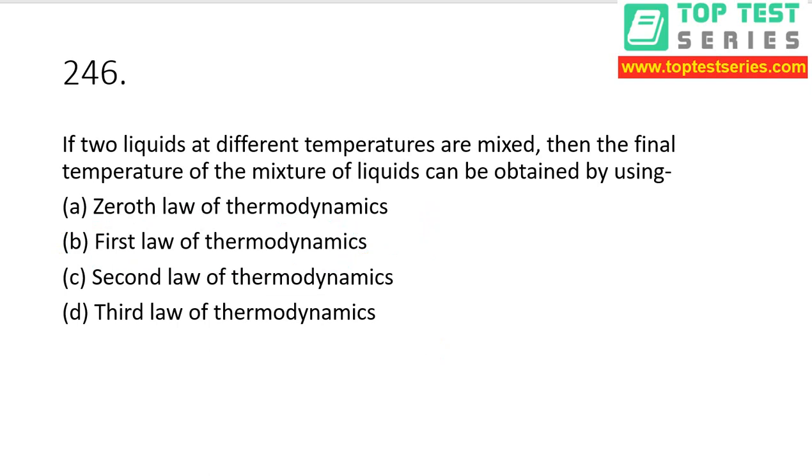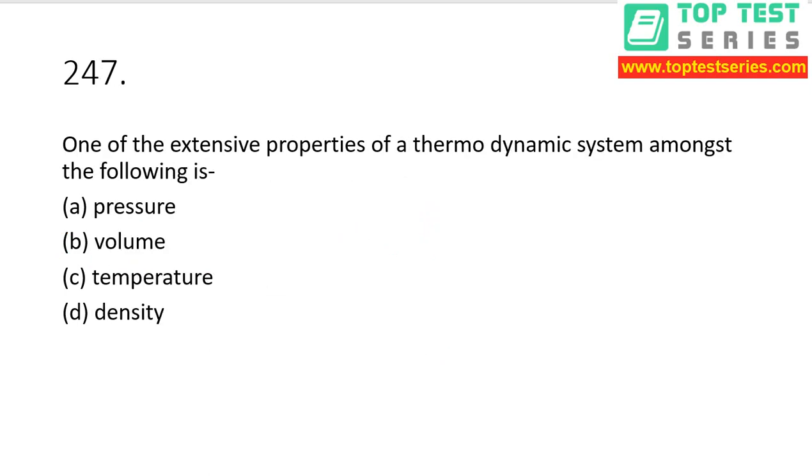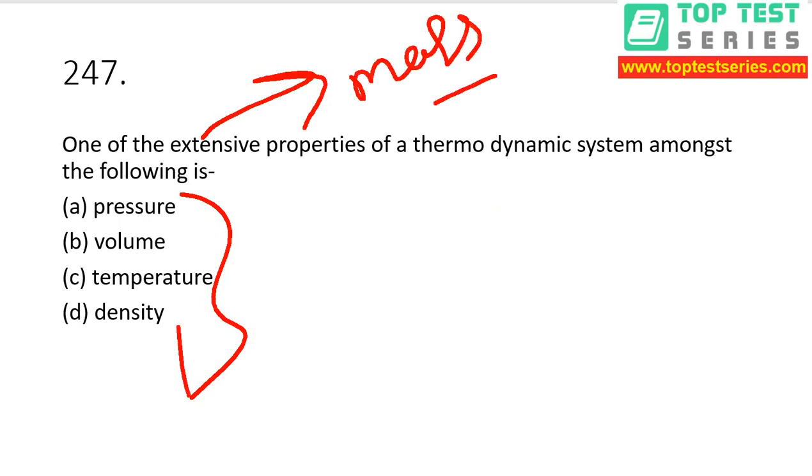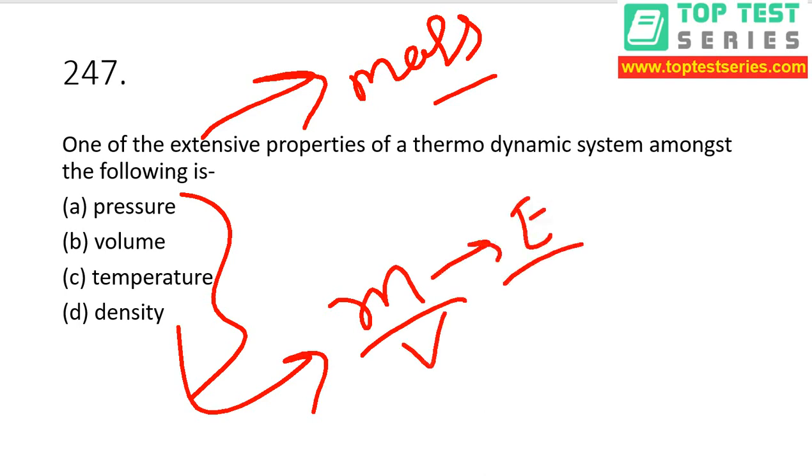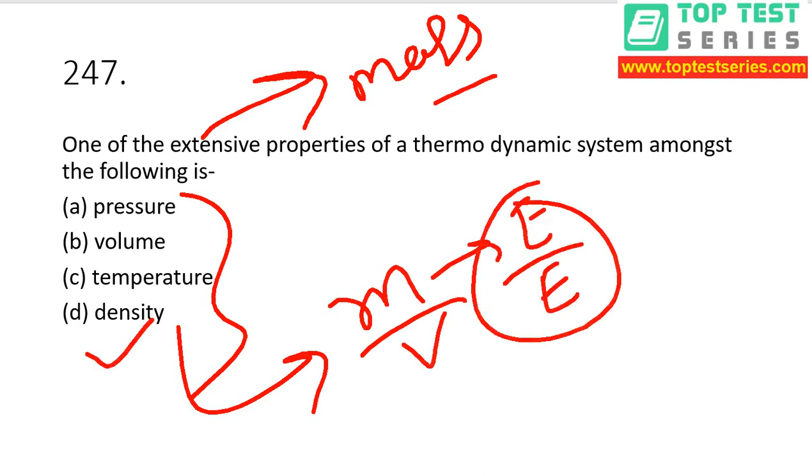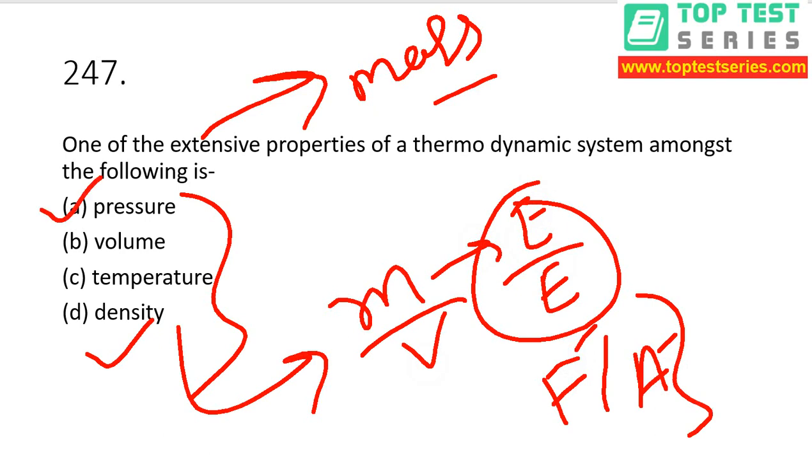Remember these two terms. Question number 247. One of the extensive properties of a thermodynamic system amongst the following is. So we have options, right? Among all four options, which one is an extensive property? Now let's understand what is an extensive property. If any thermodynamic property depends on mass, it is known as an extensive property. Density is what, my dear? Mass divided by volume. Both volume as well as mass are extensive. Therefore, this term will be an intensive property. Always remember this. Even pressure, force by area, extensive by extensive, therefore it is an intensive property, right?